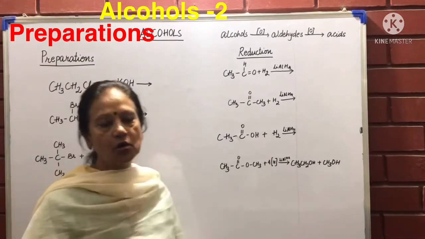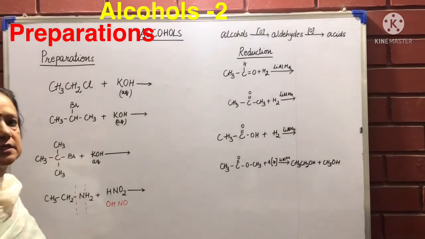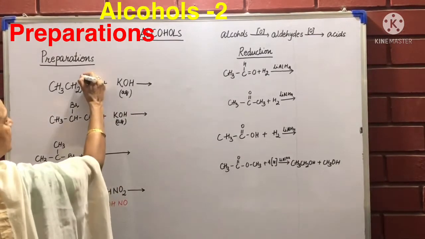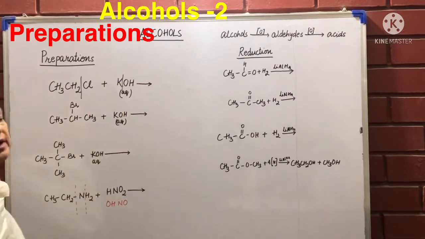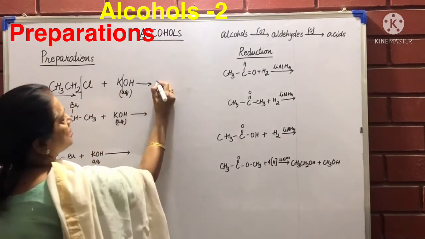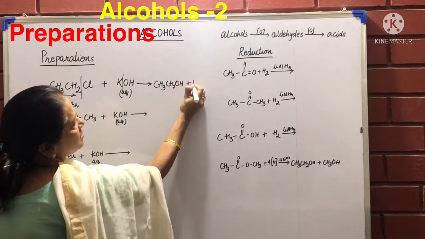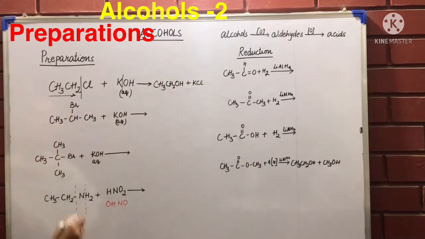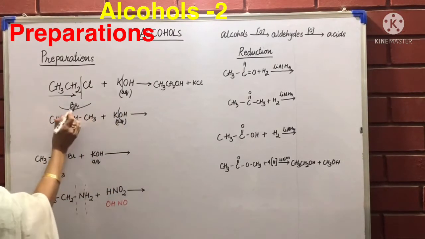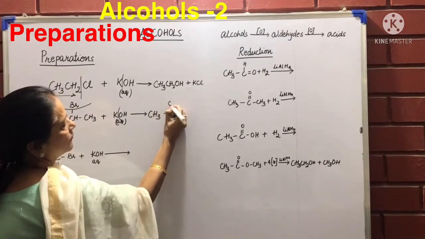Now look at how alcohols are prepared. We had learned in alkyl halides that they can react with aqueous KOH or alcoholic KOH. If I write down aqueous KOH, just divide the compound into two. So CH3CH2OH plus KCl. Similarly here, Br from here will be lost and OH will replace it. So it will give me a secondary alcohol.